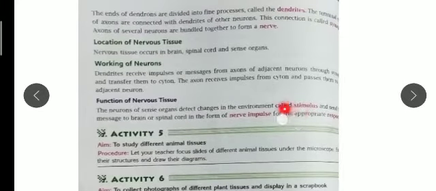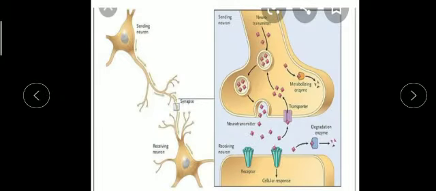So against the stimulus, reflex action is the process. The stimulus is detected and perceived by the sense organ, and then our body or our brain generates the response. So this is the function of nervous tissue. You can underline it. And here in this picture, I am showing you this first neuron, and this is the second neuron.